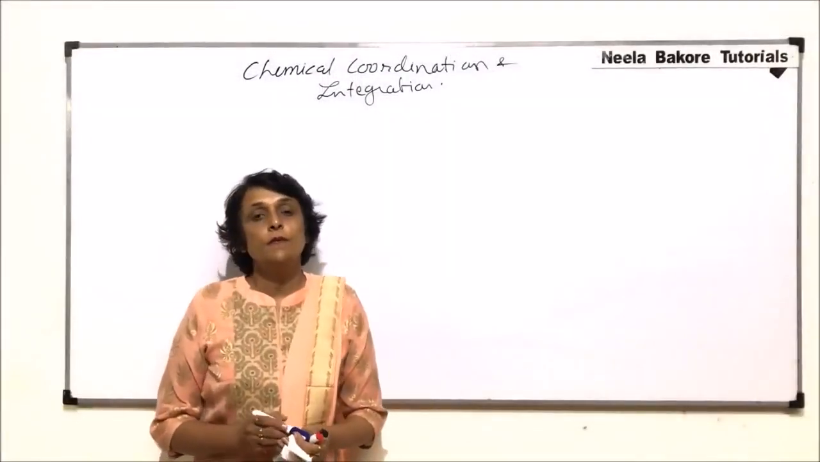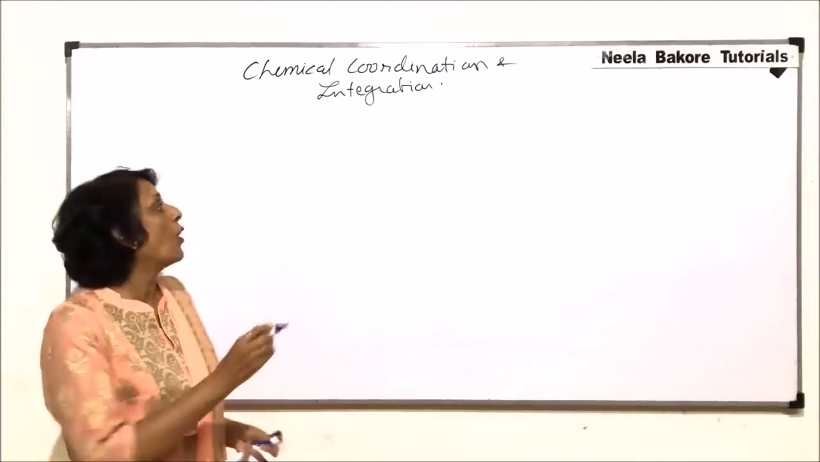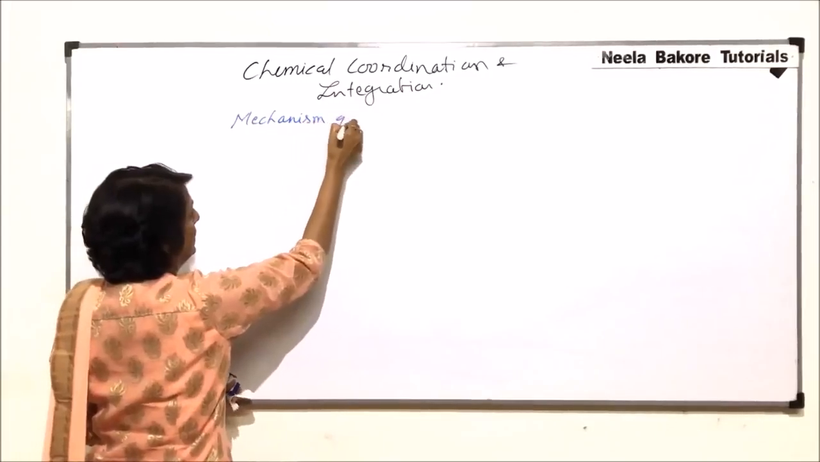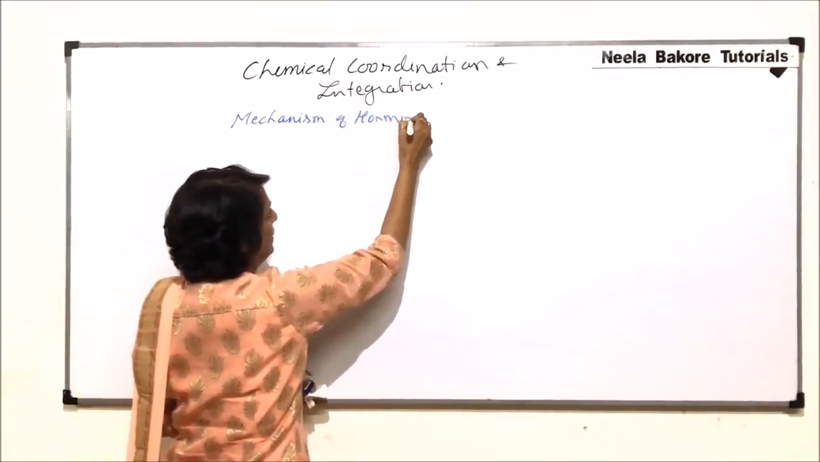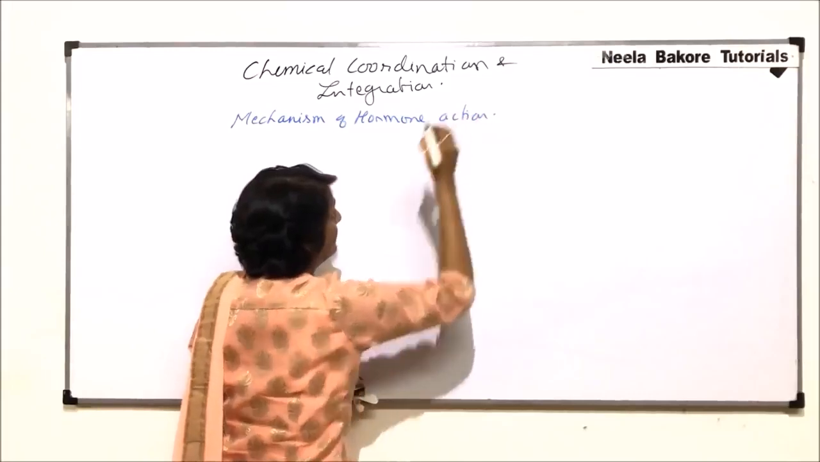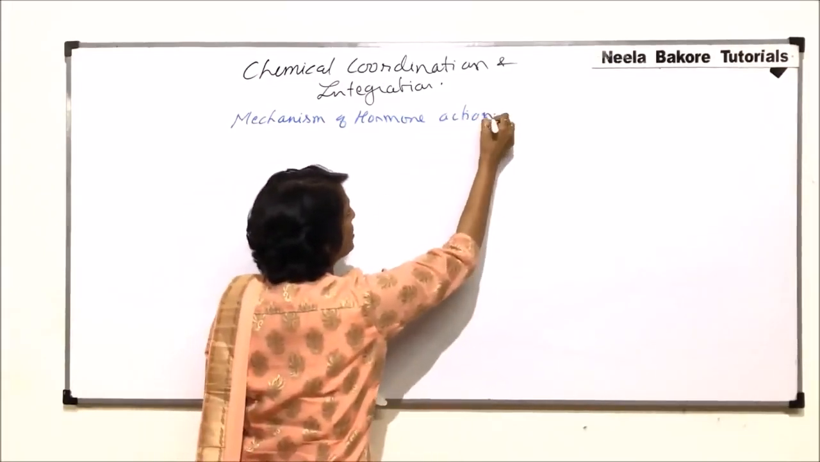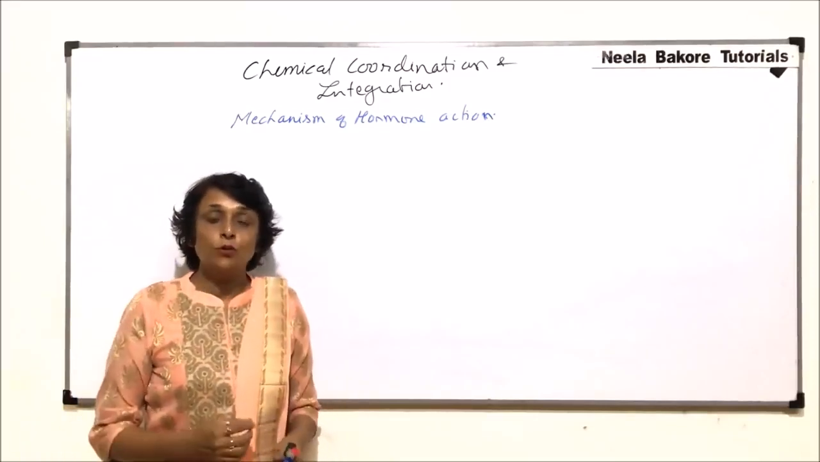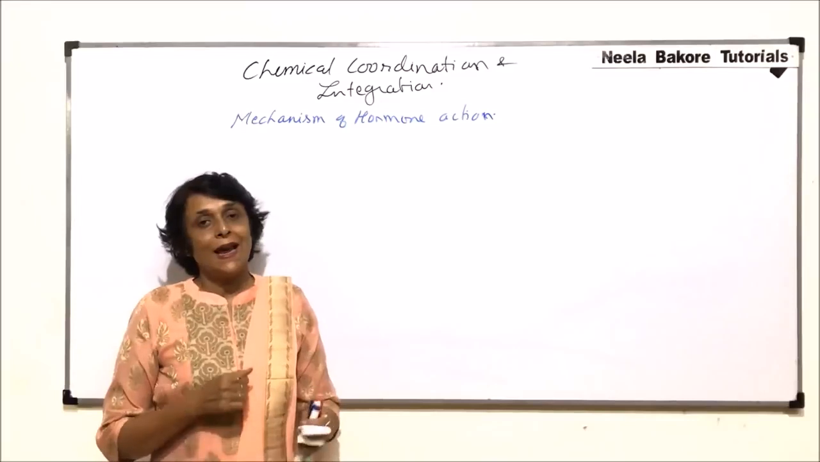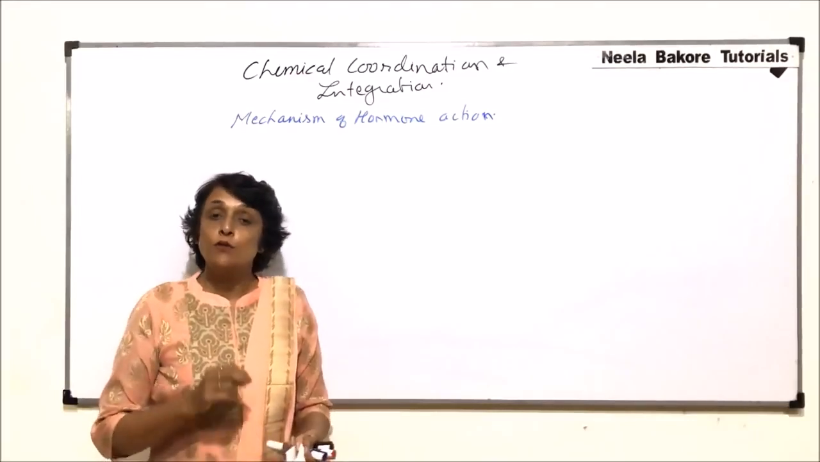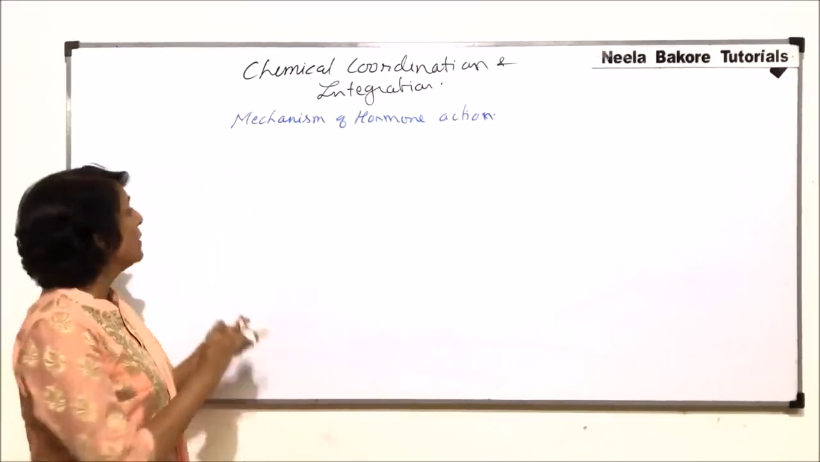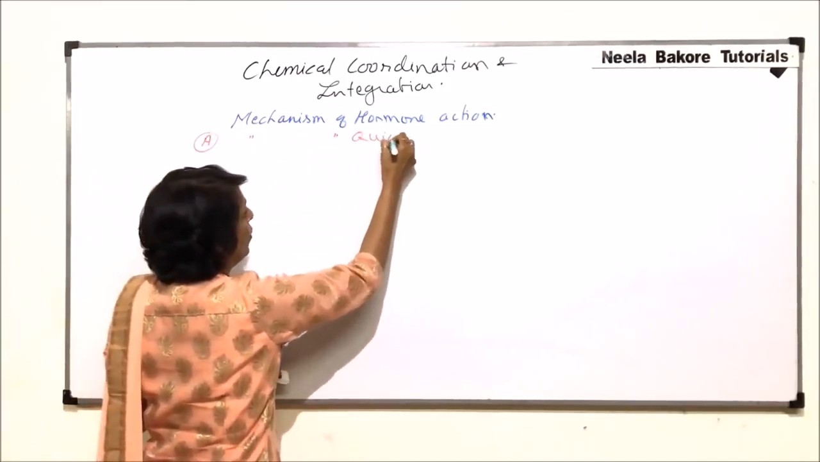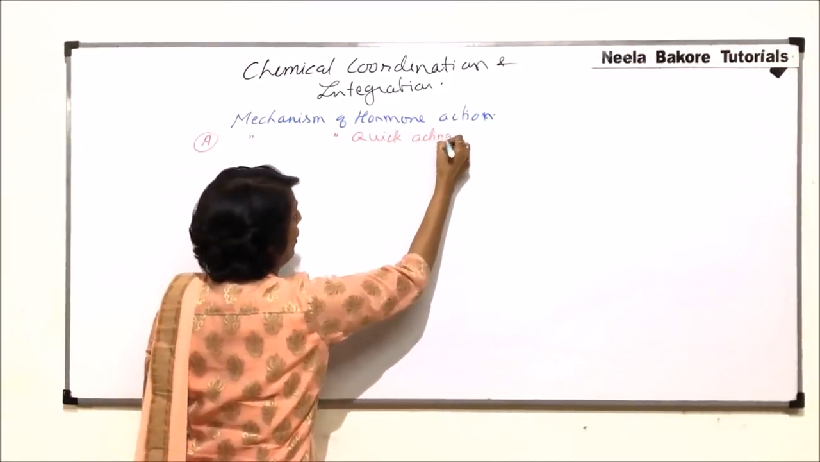In this section, we will talk about the mechanism of hormone action. When we are talking about hormone action, we will separate it into two categories. We will try to see how the quick acting hormones work, and then we will come to the mechanism of slow acting hormones. So here, first, we would talk of the mechanism of quick acting hormones.